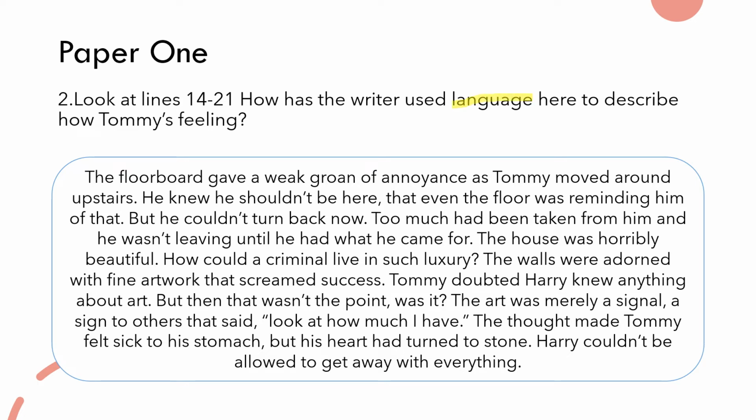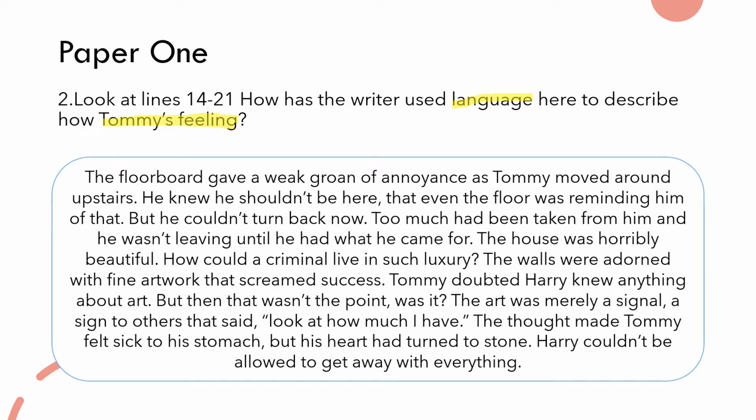So this tells me that in this question, I need to be thinking about things like word class and language techniques and how they're actually used to also describe Tommy's feelings. So these are going to be the two main things that we need to be looking out for when we read through the extract.